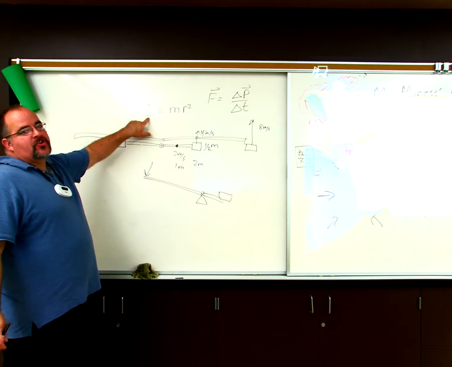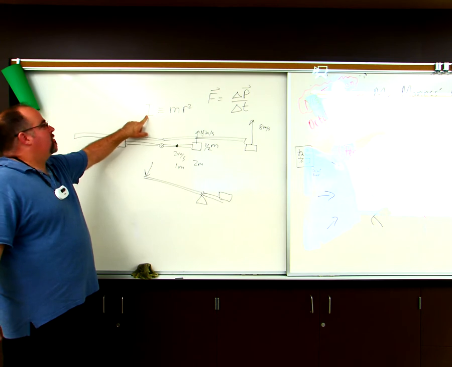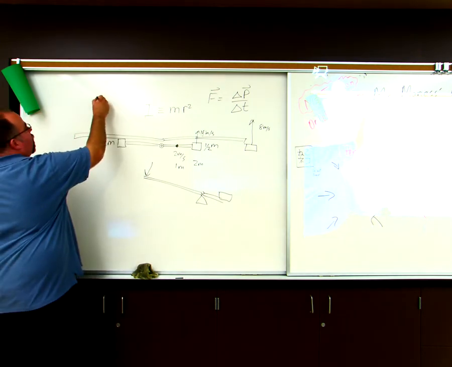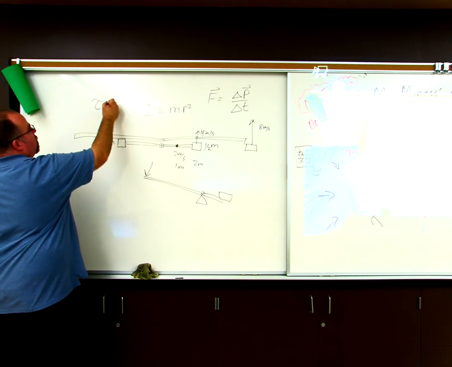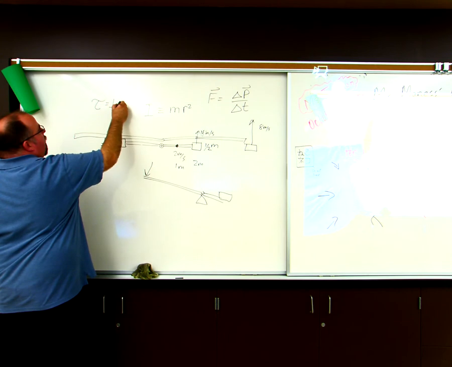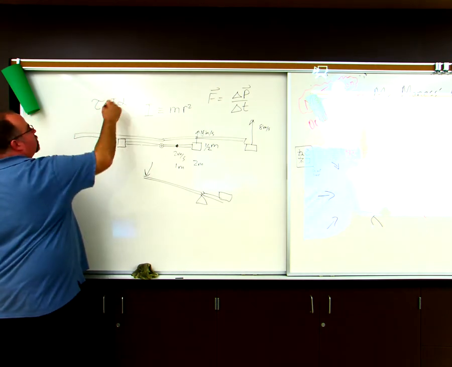If this is the inertia, the angular inertia is kind of the way that you can think about it. There's also an analogy of force, but we're going to use a Greek letter: tau is I times alpha. What's tau? Tau is torque.